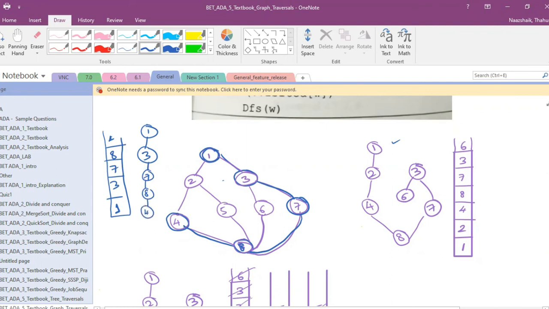So from four, again, keep going deep, right? So I can reach two. So from four, I can reach two. I keep adding in the stack. So from two, what are the possible combinations? I can go to one, but one is already visited, so I cannot take this one. From two, is there any other possibility? Yes. There is a possibility to go to five, right? So from two, I go to five.